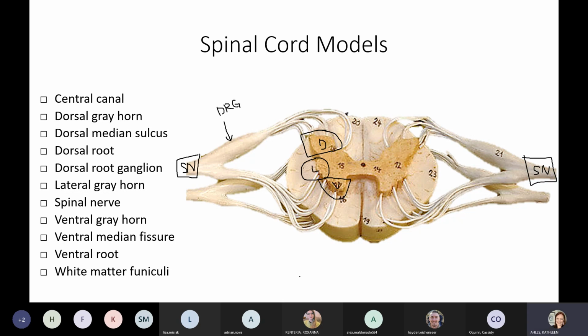Remind me again, when I'm looking for funiculi, where did I find the funiculi on these models? How would I know where to click for the funiculi? Where are the funiculi? I promise it's not a trick question.